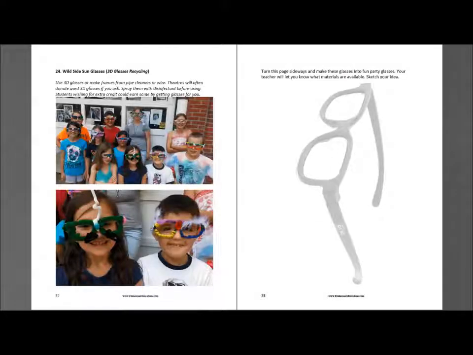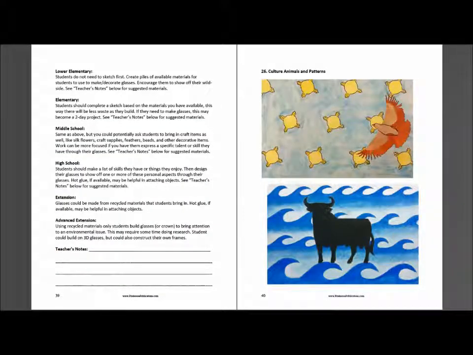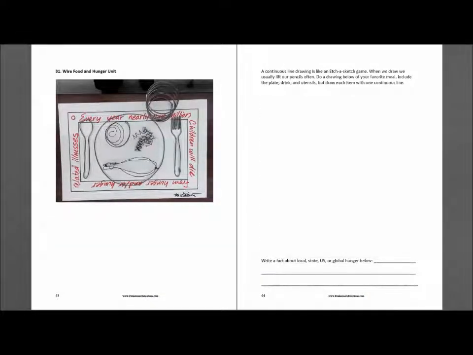Here, creating glasses, and even a sketch page where students can see the materials we have available to make their personally expressive glasses. Here for cultures. This one ties into social learning with a unit on hunger. Students create wire food and then a placemat that includes a fact about local United States and whole world hunger.